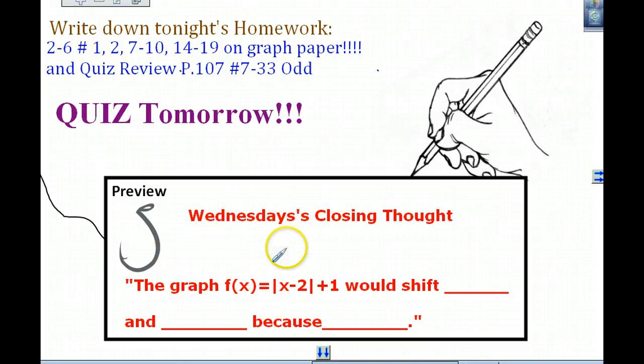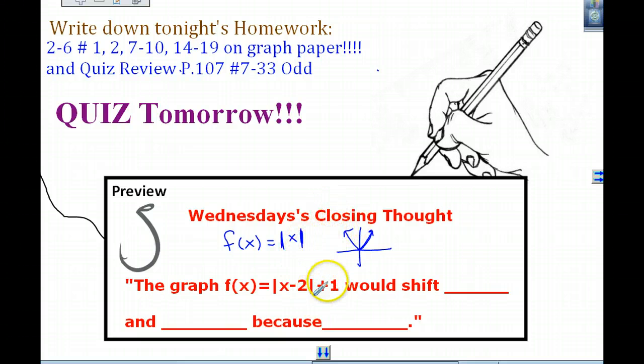Let's start off from last night, understanding that if we start with a parent graph of f of x equals absolute value of x, and then we can make it a little bit darker so you know it's an absolute value. If we know what this looks like, that just looks like this, a V. If we start adding, subtracting some numbers to this, it's really just moving this graph around. It's not a different graph, it's just moving this around.